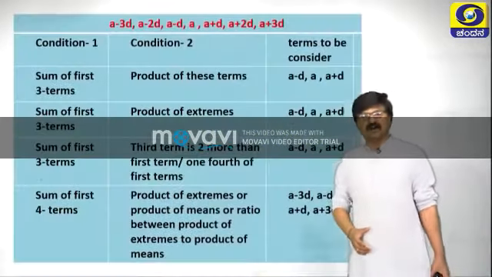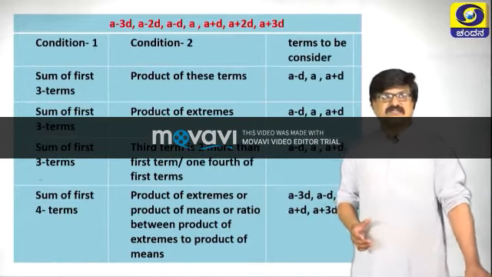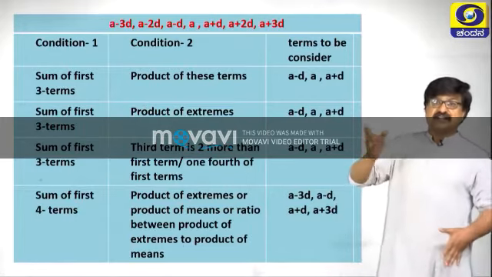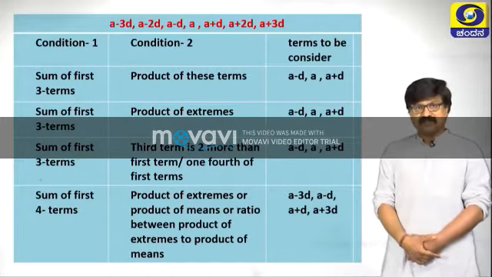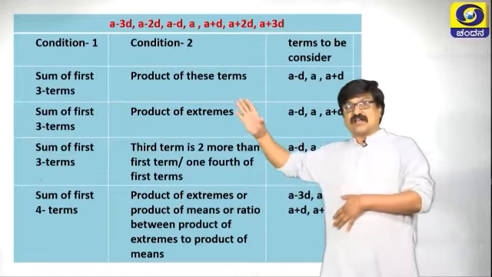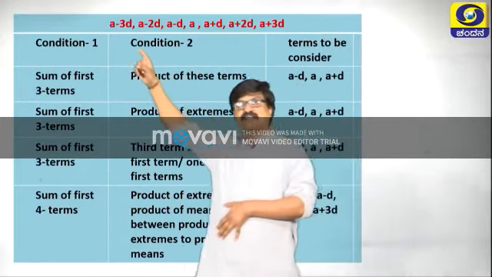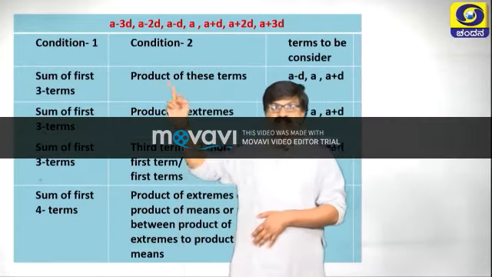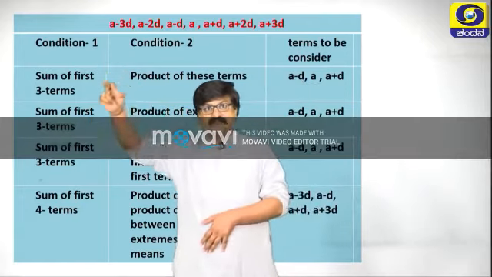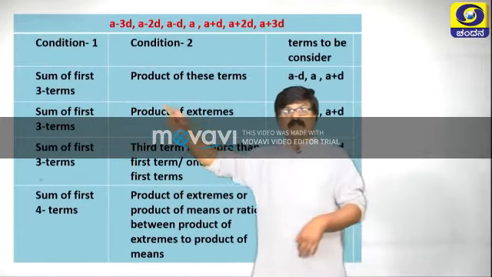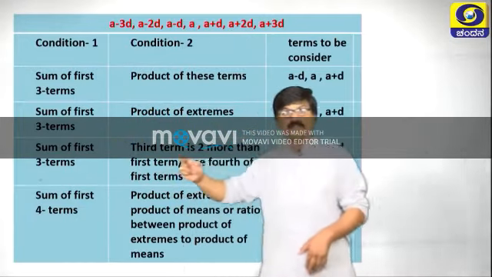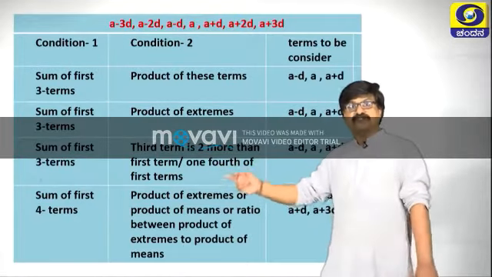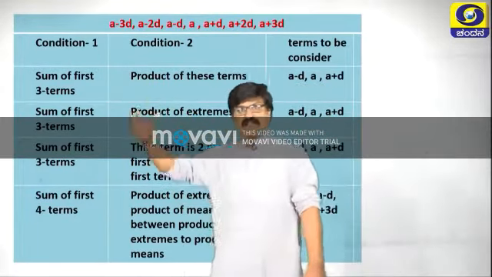The next one, this is a very interesting one. Most of the time the students are finding difficulty in writing the application type of problem. So, here I have taken two conditions, condition 1 and condition 2. Condition 1 is sum of first 3 terms, product of first 3 terms. For the second one, sum of first 3 terms, product of extremes. For the third one, sum of first 3 terms, third term is 2 more than first term or 1/4 of first term. See, there are two conditions.